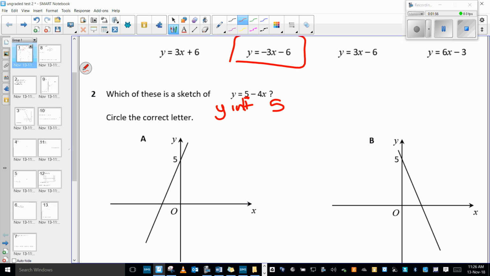Amelia, what's my gradient? Negative 4 over 1. So what kind of line is that? Uphill, downhill, steep, not steep, anything? Downhill, steep. So let's look at something that looks like that and crosses the y-axis at 5. Does this one cross the y-axis at 5? Yeah. Okay, so this is a potential. That's probably the easiest thing to look for. Does this one cross the y-axis at 5? Yeah. Okay, so it's either A or B.